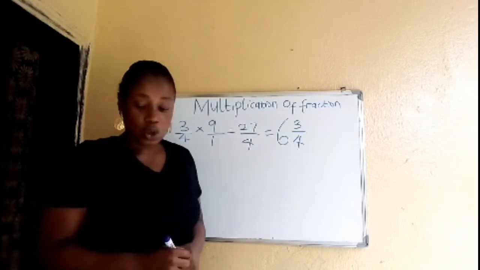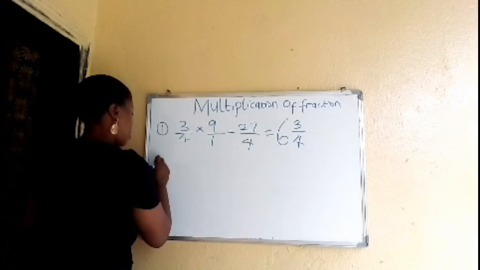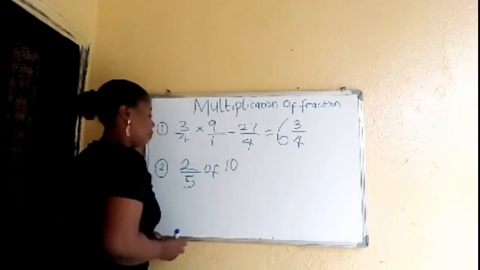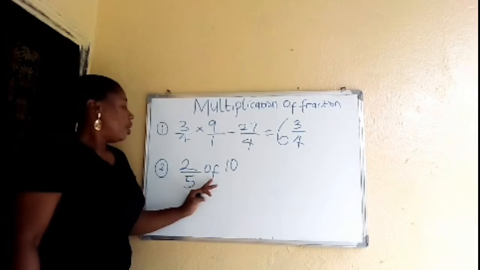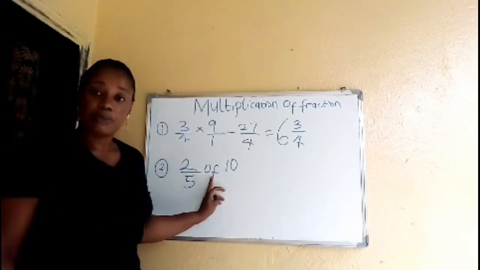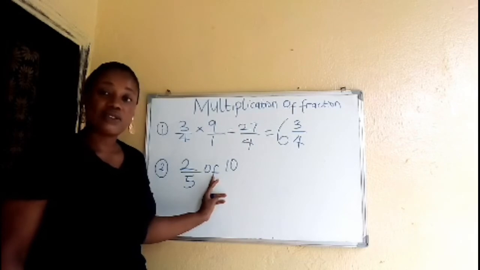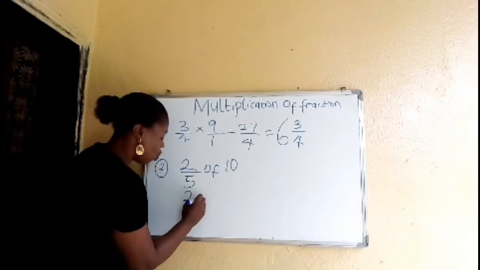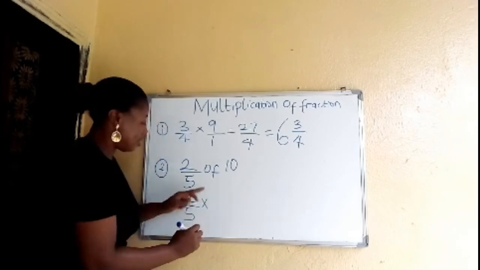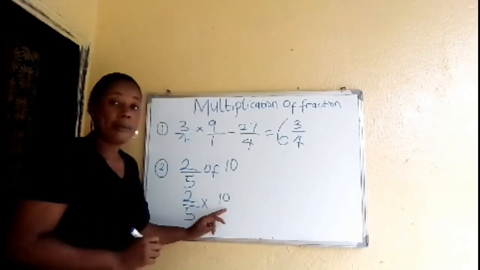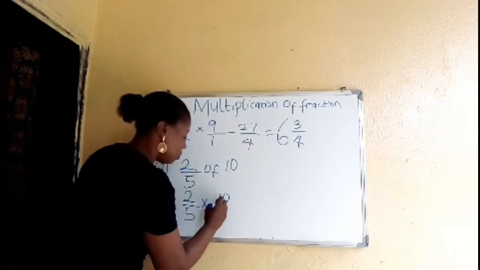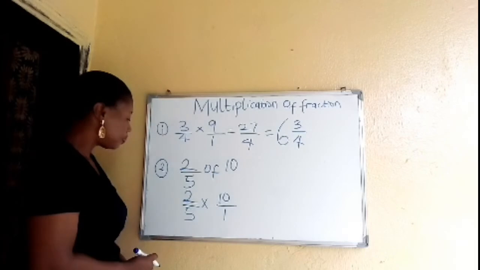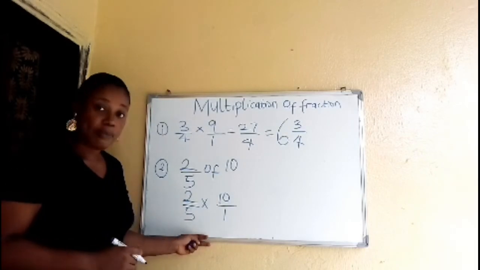Now, let us go to the second question. 2/5 of 10. When you see "of" in a question, it is also multiplication. When you're answering a question like this, you change this "of" to times. Let us change it. We have 2/5 times 10. And remember to put 1 in the denominator. Now we have 2/5 times 10/1. Let us check if we have multiples of the numbers among them.